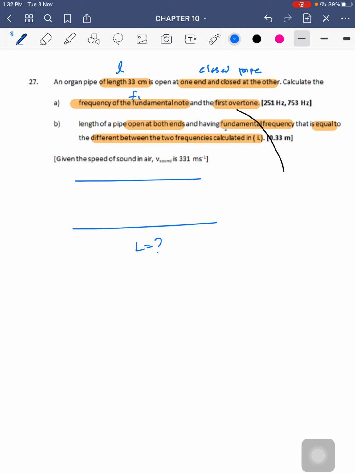Having fundamental frequency, so that fundamental frequency equal to the difference between the two frequencies calculated in one. Okay, so fundamental frequency untuk soalan B adalah sama dengan perubahan dua frekuensi yang kira dekat atas. So tadi kat atas kita dapat 753 dengan 251. So tolaklah 753 tolak 251. Modulus dapat berapa nilai frekuensi you all. Okay, so then you akan dapat the values of the frequency here.